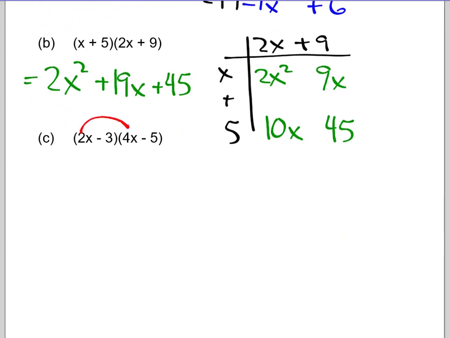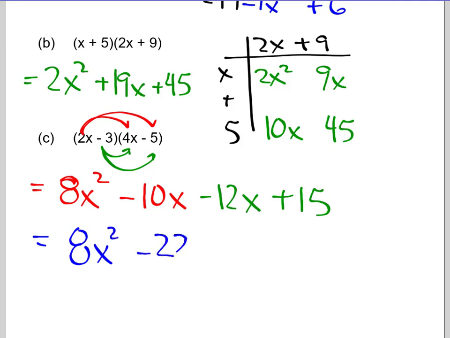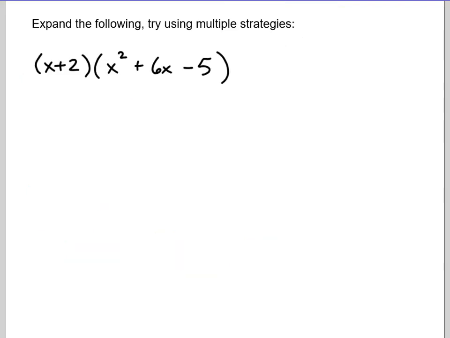Last one, I'll do FOIL. So there's first. That becomes 8x squared. Outside, negative 10x. Inside, negative 12x. Last, plus 15. Clean it all up. 8x squared minus 22x plus 15, and you are done. You've done some fairly high-end grade 10 work.